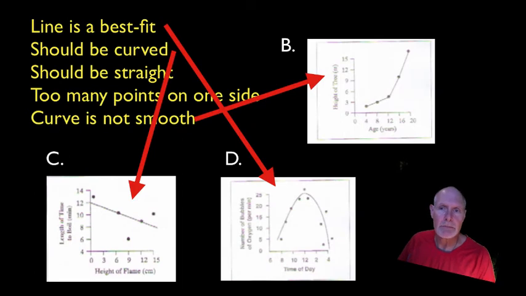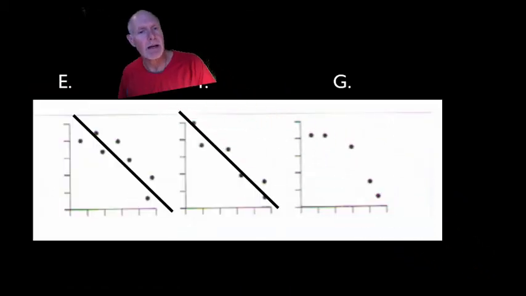Letter B should be the curve is not smooth. It does have a curve to it, but in this case, the person who did this did dot to dot, and instead it should have been curved, something more along those lines. Letter C, the answer is it should be curved. Letter D, the answer is it is the line of best fit. Then when you did letter E, it should be a straight line, like you see here. F should be a straight line like you see there.